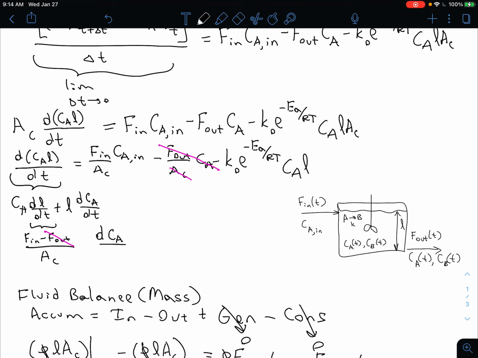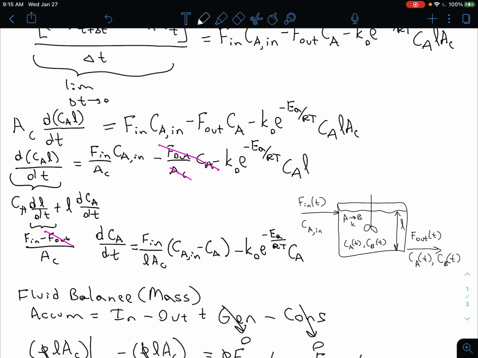dCA/dt equals F in over L A sub C times the quantity CA in minus CA, minus K naught e to the minus EA over RT CA.